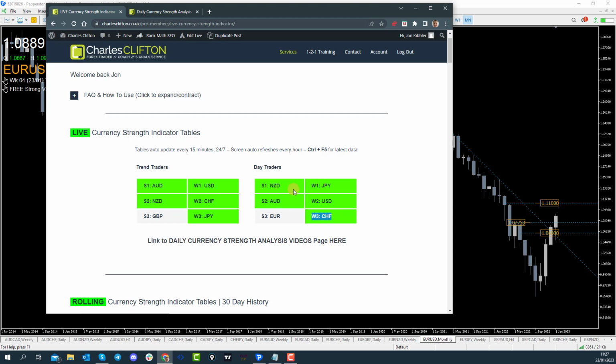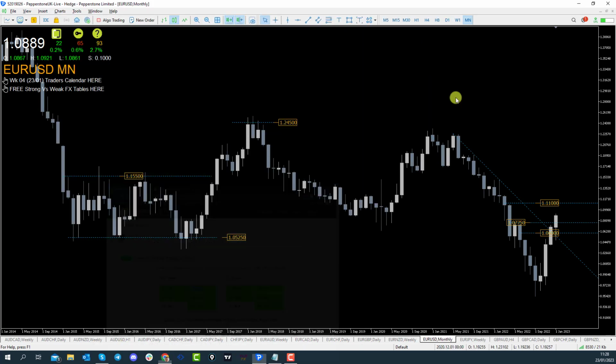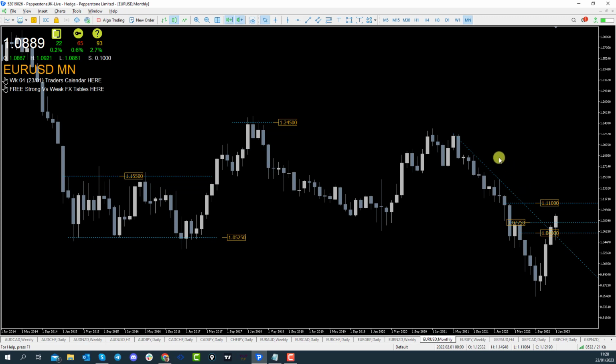So usually I like to have a little look at the top of the day traders, but I'm going to take a look at euro dollar just because from a long-term point of view as well, or a mid-term point of view, it could be good looking at that US dollar weakness. So taking a look at the monthly chart here, why are we interested in this market?